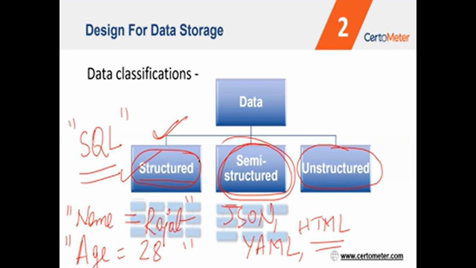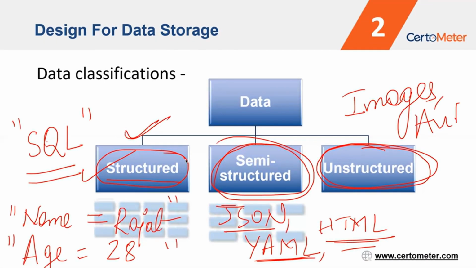Let's suppose you are writing C++ code, right? So in that case, that format can be semi-structured. YAML can be semi-structured. Okay, and when we are considering unstructured, it means images, your audio and video files, right? So those things are there in your unstructured way.